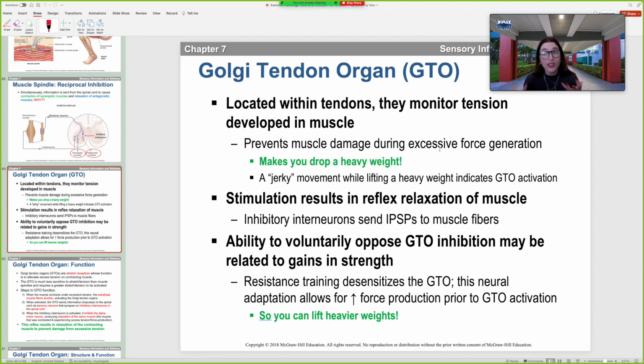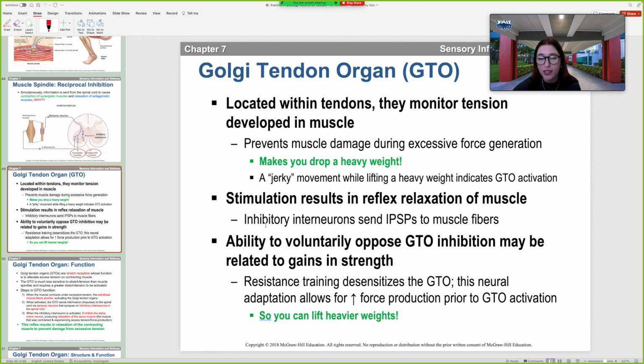It says, hey, this is way too heavy for us. We're going to inhibit this muscle. Let's relax this muscle so we don't hurt ourselves, okay? It makes you drop a heavy weight. So if you've ever experienced a very jerky movement while lifting a heavy weight, that's your GTO kicking in and saying, hey, this might be a little too heavy for us. I think we need to stop contracting this muscle. So when we stimulate the GTO, it results in the reflex relaxation of muscles.